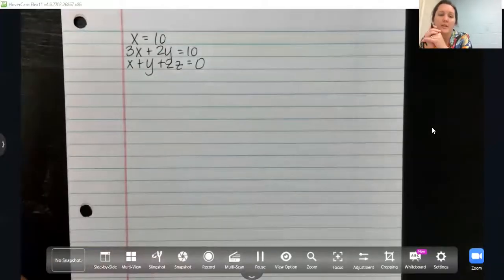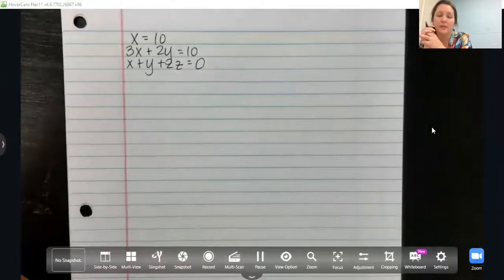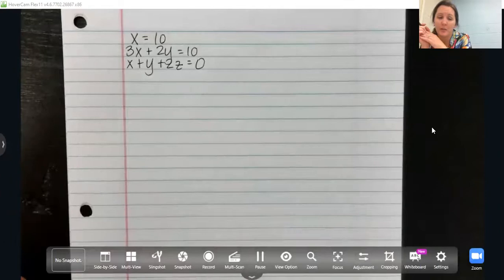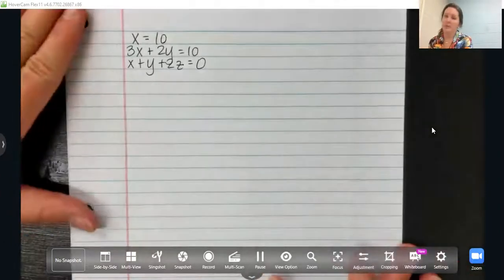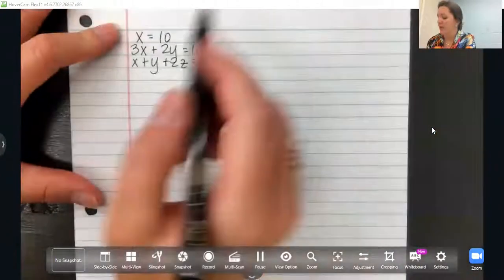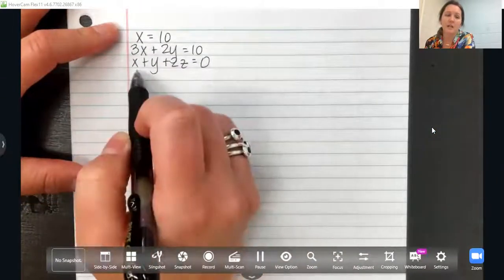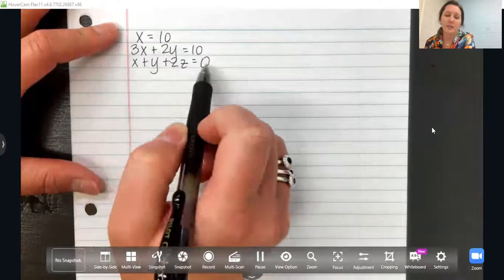All right, so let's take this example. This one's a little bit less complicated than the last one, and I will tell you, we probably won't use substitution very frequently in solving systems of 3 variables just because it gets very convoluted. And the Gaussian elimination method is more prevalent among mathematicians, right? Here we have x equals 10, 3x plus 2y equals 10, and x plus y plus 2z equals 0. Automatically we have a solution.